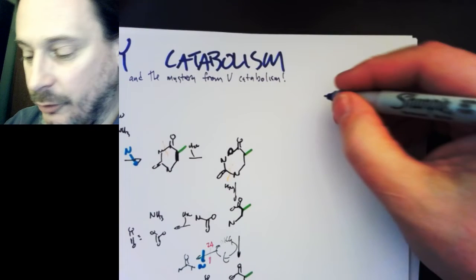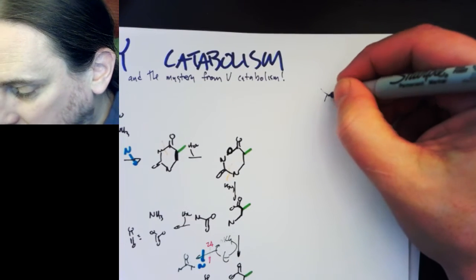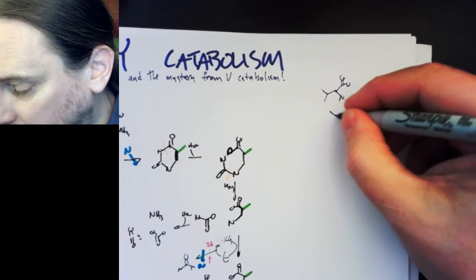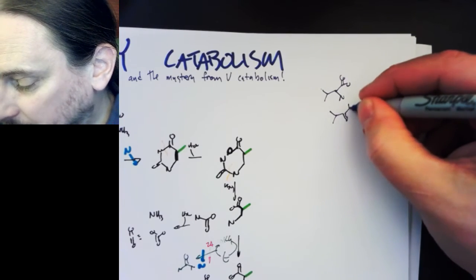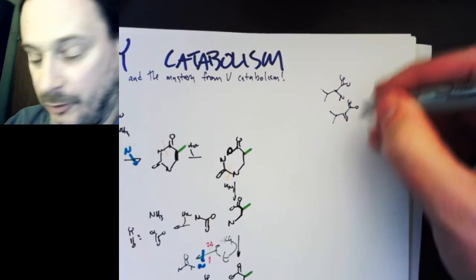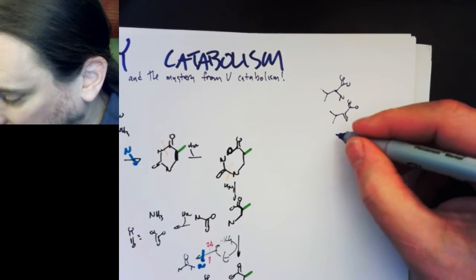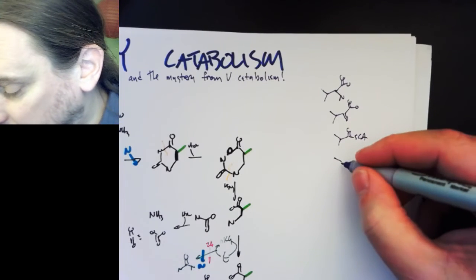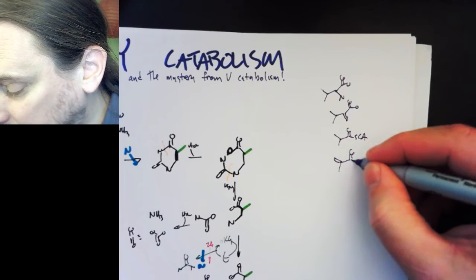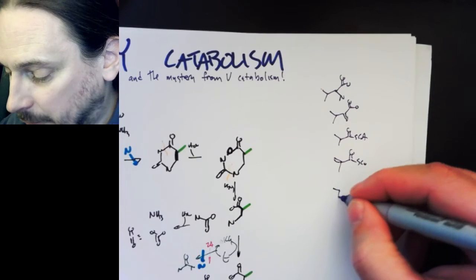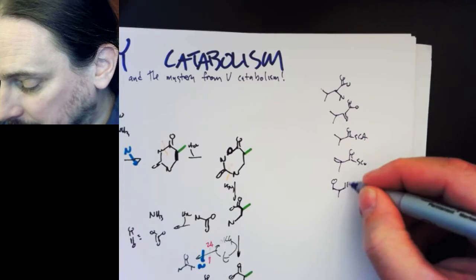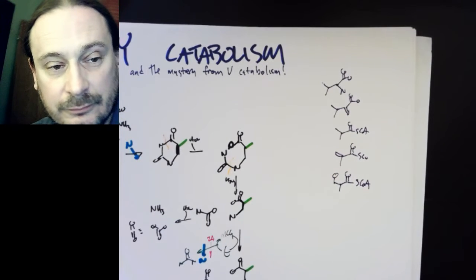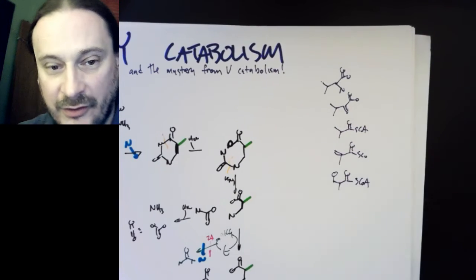So let's just review valine catabolism right here. Here's valine. We transaminate, and I'm not going to show all the different things. I'm just going to show the carbon, right? You have to know all the things. We did that in a different thing. And then we go to this CoA, and then we went to this thing, and then we went to this thing, right? That's valine catabolism with various things in there.